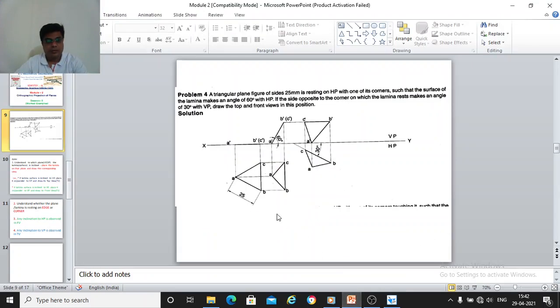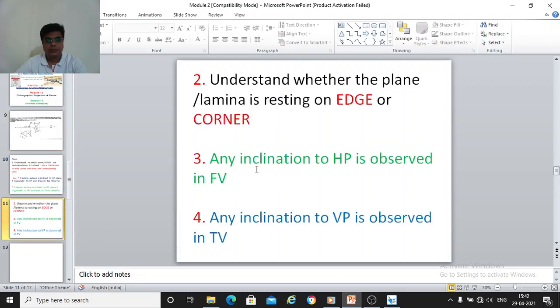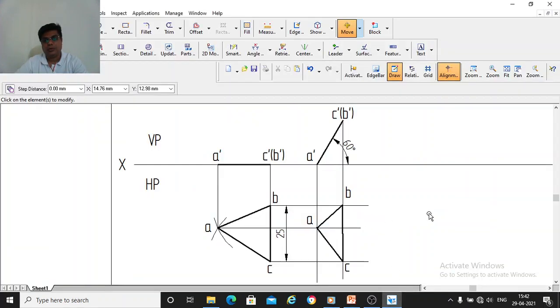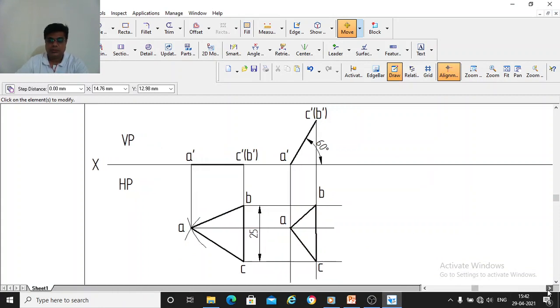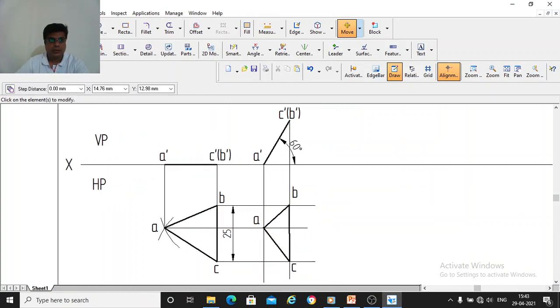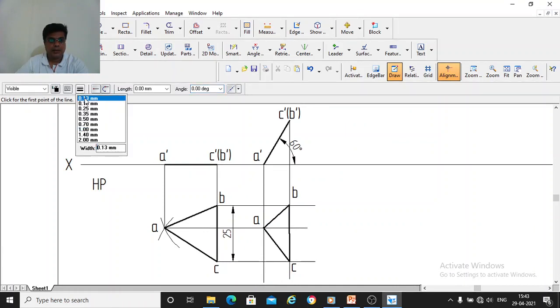That I have told you here. Okay, any inclination with VP is observed in top view. So now the edge BC is inclined at 30 degree to VP, so it is seen in the top view. So now I should draw the top view here, so that this top view BC is at 30 degree to the vertical plane. So first we will draw a thin line at 30 degrees.